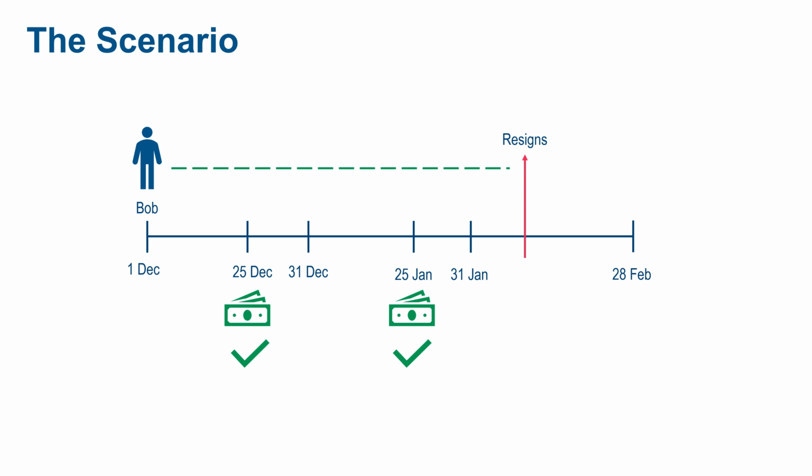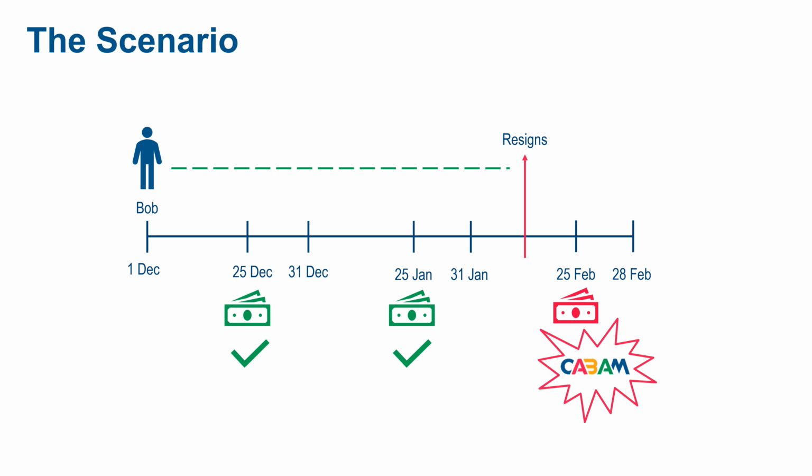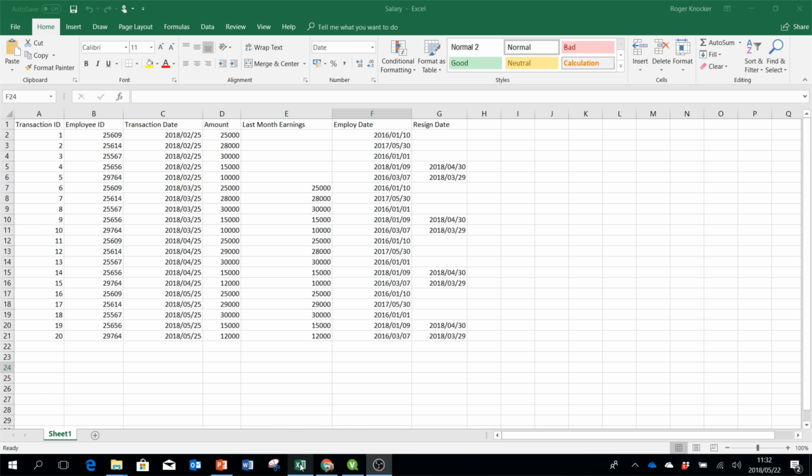So he's resigned after the 31st of January. And for whatever reason, a payroll payment goes through on the 25th of February. It shouldn't have gone to him. He's left the organization. So CABAM will identify that as an invalid transaction. Let's have a look at this in a little bit more detail.